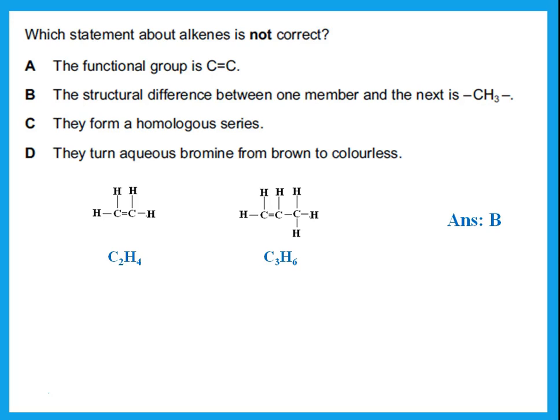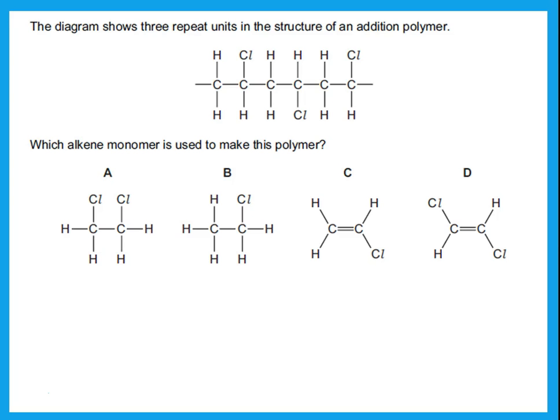C says they form a homologous series. Yes, all alkenes are one homologous series. And D says they turn aqueous bromine from brown to colorless. Yes, of course, this is the test for alkenes. So B is the one that is not correct.